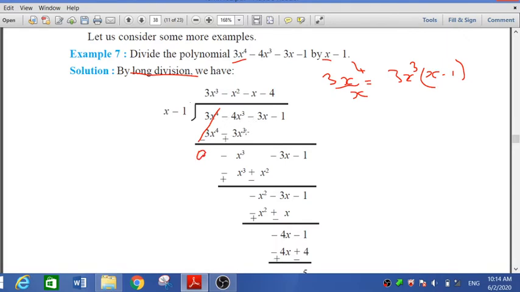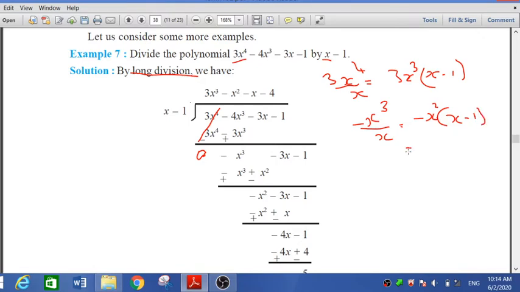Minus 4x cube plus 3x cube, minus x cube. Minus 4x cube plus 3x cube, that is minus x cube. So we have to write minus x cube. So here minus 3x we have to write. We have to bring down minus 3x, minus 1. Now the first term, that is minus x cube, divided by x. So the answer is minus x square. So here minus x square is written. Now in bracket I have to write x minus 1.